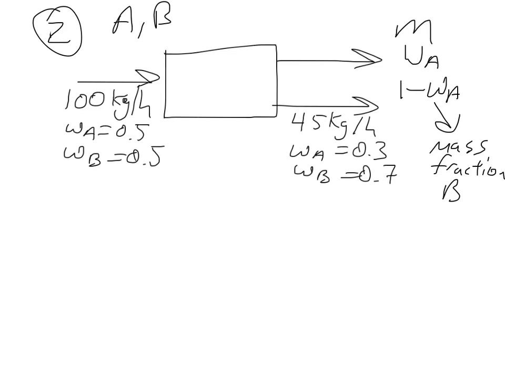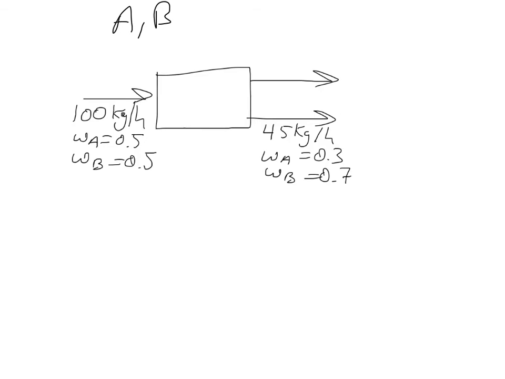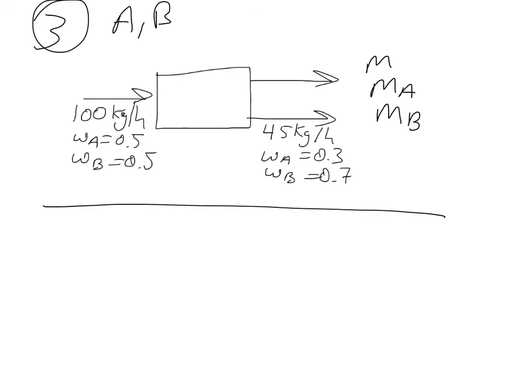Let me go ahead and show you the third method, one other way that we can go about solving this problem. We define variable M for our total flow rate, MA, MB. So in this case, our three variables are not in terms of mass fractions, but instead we're defining them as total flow rate, flow rate of A, and flow rate of B. We're just ignoring our mass fractions. We can calculate mass fractions in the end after we've solved the problem. In this case, we would write out our three equations.